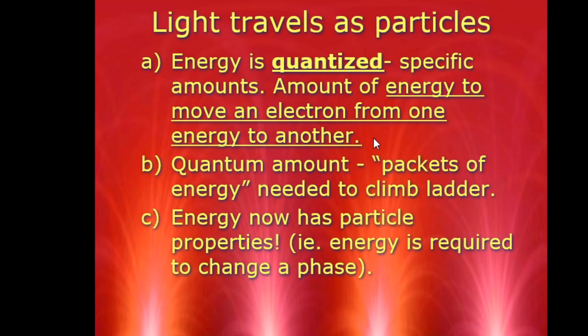There is a certain amount of energy that electrons need to go from energy level 1 to 2, or 1 to 3, or 1 to 4, or 2 to 3, or 3 to 4. There's a certain amount of energy that electron has to absorb to get there, okay? So quantum amounts are the packets of energy needed.